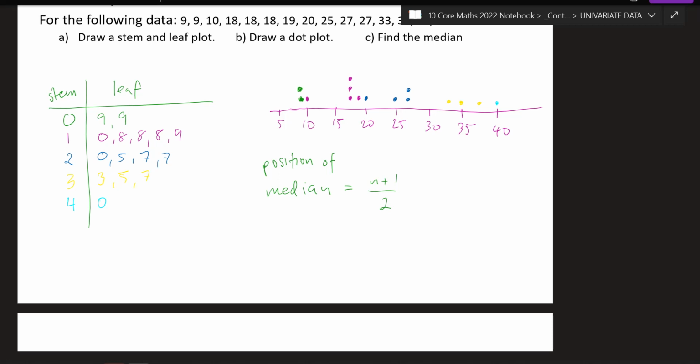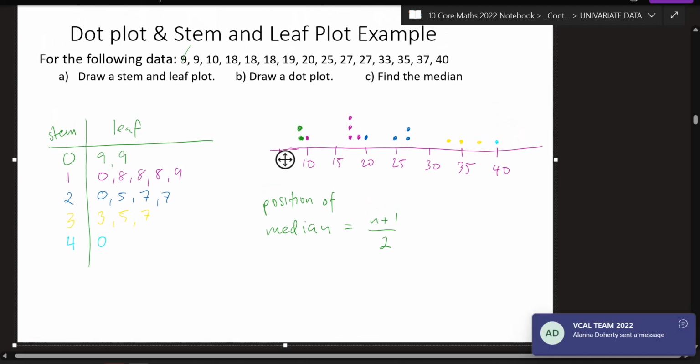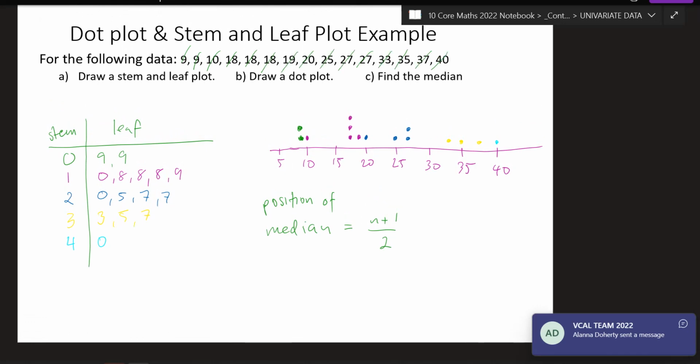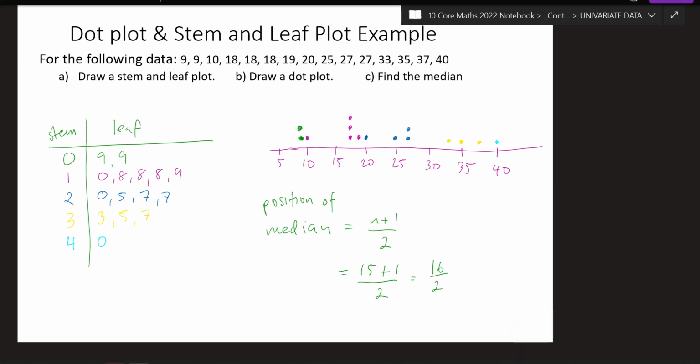So once you've put the numbers in order, as Jordan has mentioned, all you got to do is n plus 1 divided by 2. N plus 1 means how many numbers there are plus 1, and then you divide it by 2. So according to this, I see 1, 2, 3, 4, 5, 6, 7, 8, 9, 10, 11, 12, 13, 14, 15. So it's going to be 15 plus 1 divided by 2, which equals 16 over 2, which is 8. So the 8th number is the median. So if I count 1, 2, 3, 4, 5, 6, 7, 8, there it is.